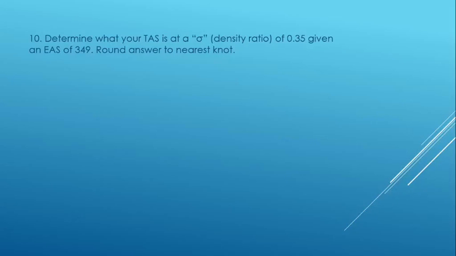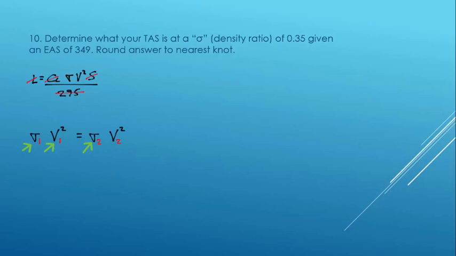So the first thing, of course, is we start with the lift formula, and we eliminate everything that we don't need out of the formula. And so what we need is density ratio versus velocity. We set up our two conditions. Condition 1 of velocity and density ratio. And for sea level, density ratio is 1.